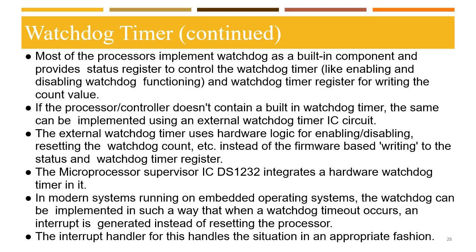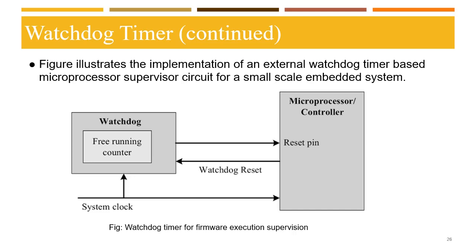In modern systems running an embedded operating system, the watchdog can be implemented in such a way that the processor is not reset when a watchdog timer timeout occurs. An interrupt is generated instead of resetting the processor. The interrupt handler handles the situation in an appropriate fashion. So this figure shows the implementation of an external watchdog timer based microprocessor supervisor circuit for a small scale embedded system.